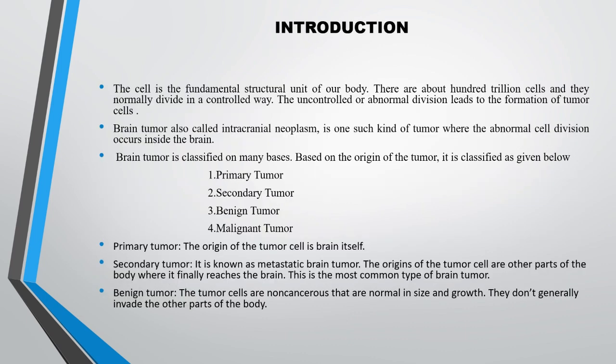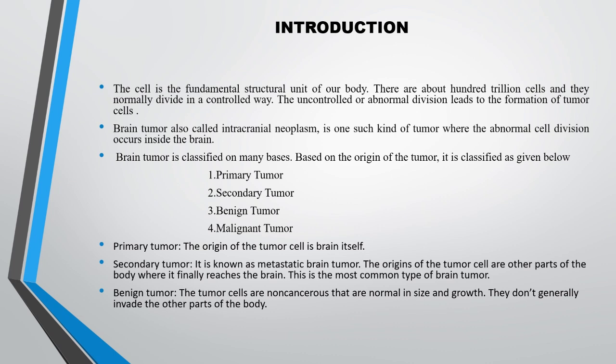When it comes to the introduction, the cell is the fundamental structural unit of our body. Every body contains cells, and those are fundamental to the body. These cells divide in a controlled way and an uncontrolled way, where the uncontrolled way is also called abnormal division. A brain tumor, in medical terms, is intracranial. This is a kind of tumor based on cell division, which occurs inside the human brain.